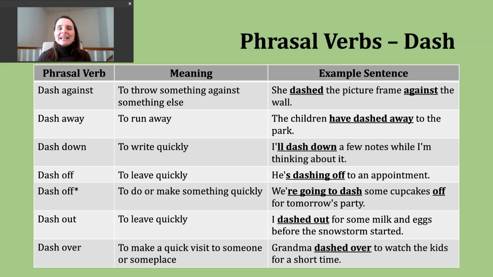Another phrasal verb you might encounter is to dash away. Generally, this means to run away. So we're talking about moving quickly. Now, when I say run away, I don't mean permanently by any means, but really just leaving one place and going to another. An example of this: the children have dashed away to the park. Right? So they will be returning, but it just implies they ran off rather quickly towards the park.